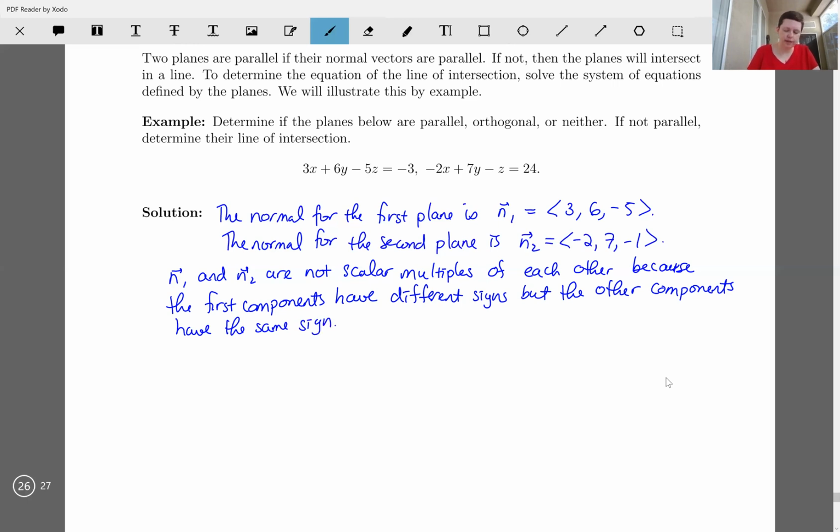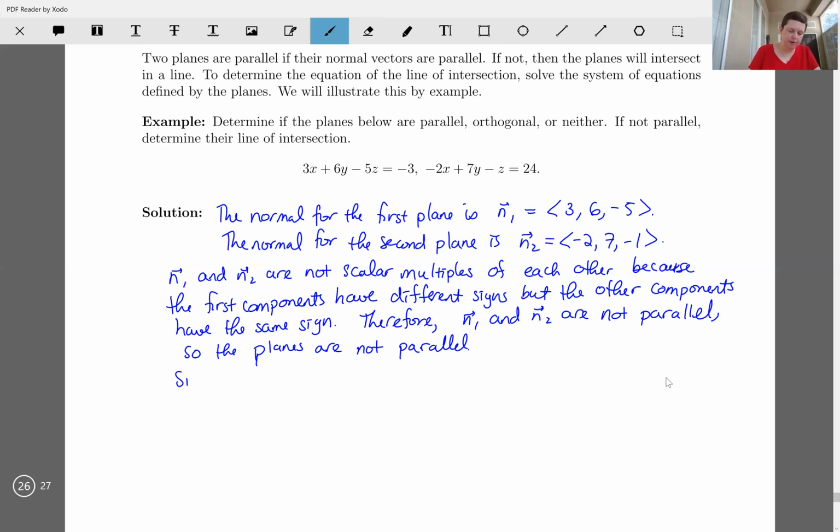Okay, so that tells me that n1 and n2 are not parallel, which tells me that the planes are not parallel. Awesome.